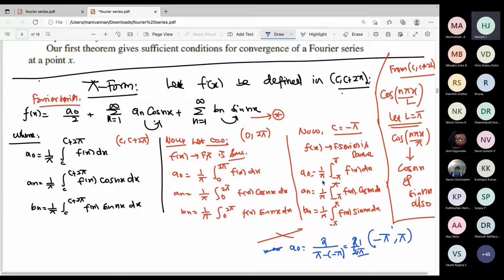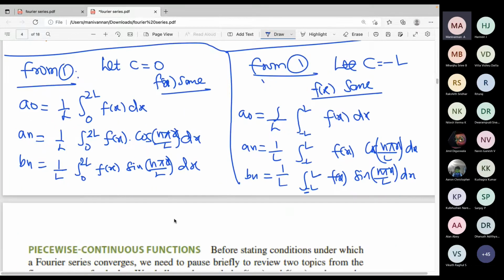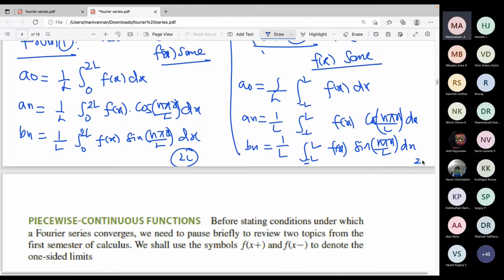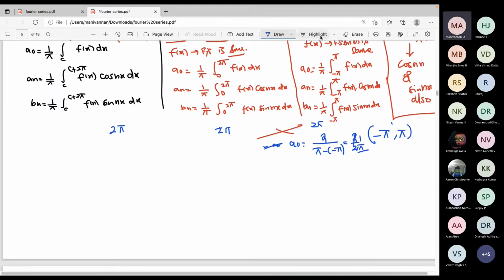Right, so the period here is 2 pi. If you are maintaining that in all these things, here it is period is 2 pi. Here it is period is 2 pi. Here it is also period is 2 pi. And here the interval, if you are maintaining, the period is 2l. Here it is period is 2l. Here it is also period 2l. Is it clear? Yes, sir. Got it, sir. So that's the case here we are having.